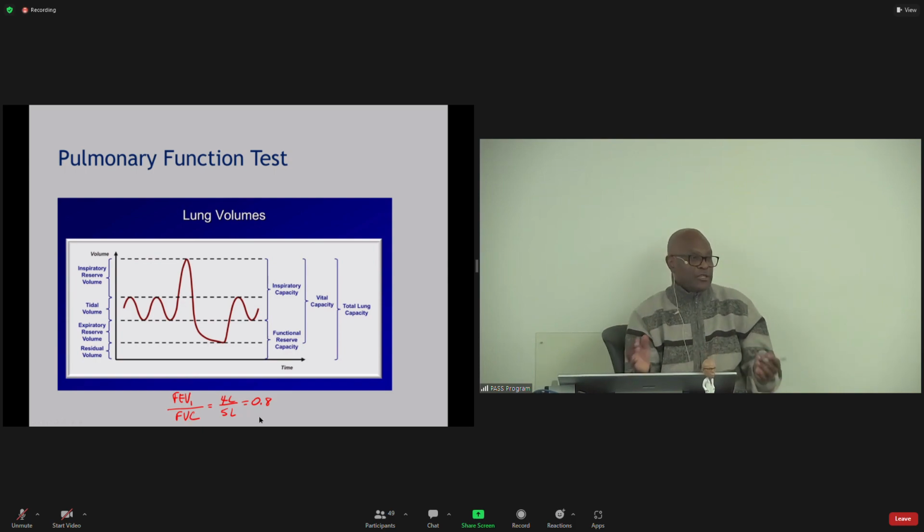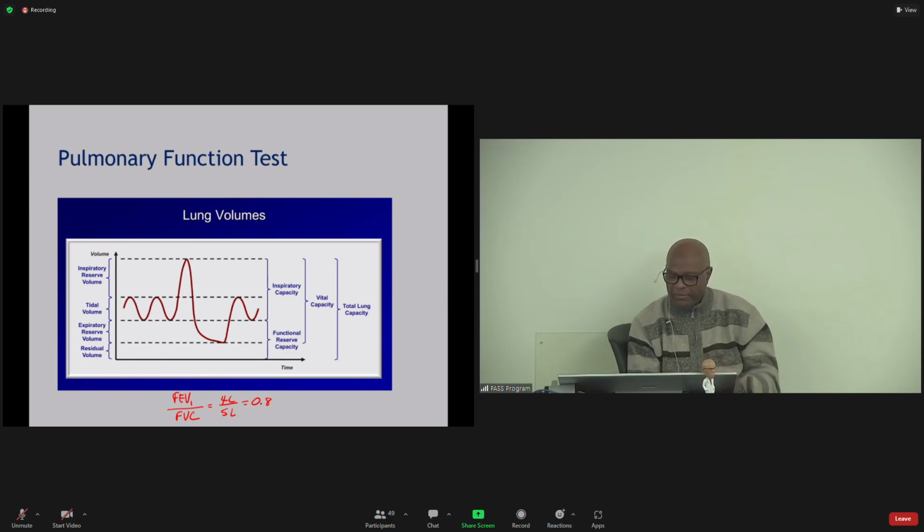That's why, as long as you know the starting point is 80%, any number below 80, you got obstructive lung disease. So please don't look at FEV1 or FVC by itself. You get yourself all confused. It's decreased in both lung diseases. It cannot tell you what disease you're dealing with. The ratio tells you what disease you're dealing with.